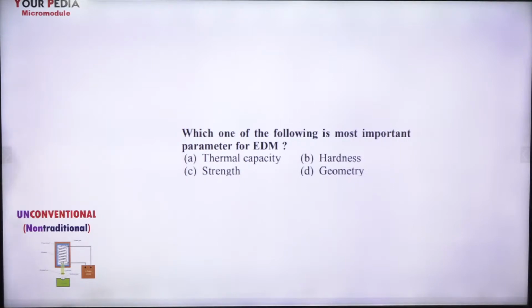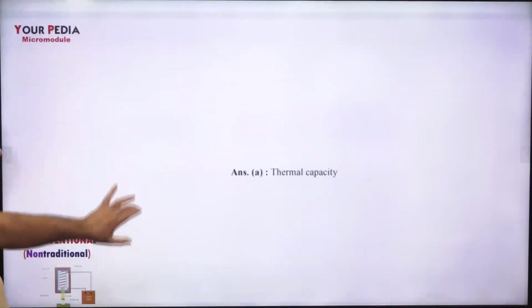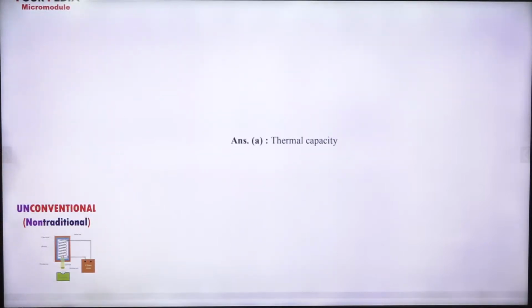Which of the following is the most important parameter of EDM? Would you like to guess? Electric discharge machining: thermal capacity, strength, hardness, geometry. It has to be thermal capacity only. Yes, it is thermal capacity.